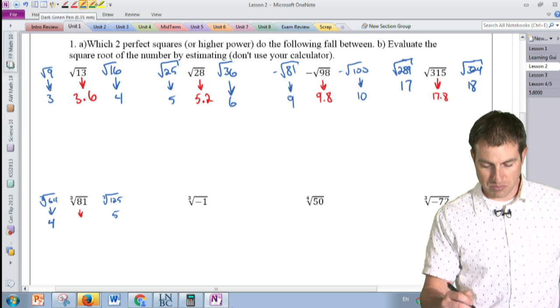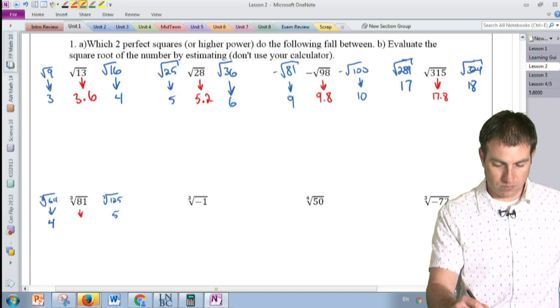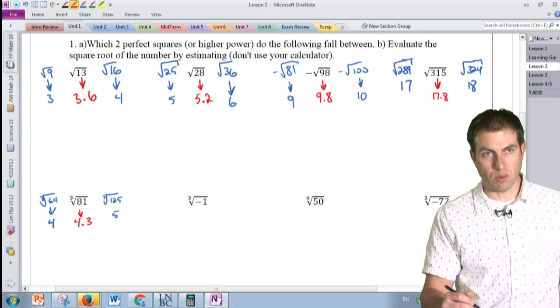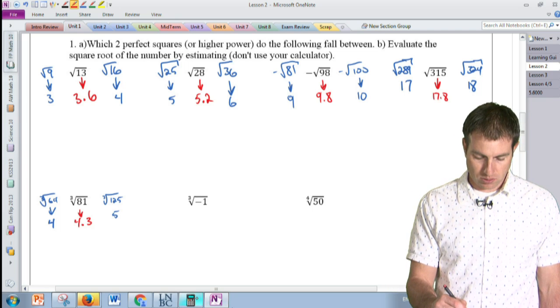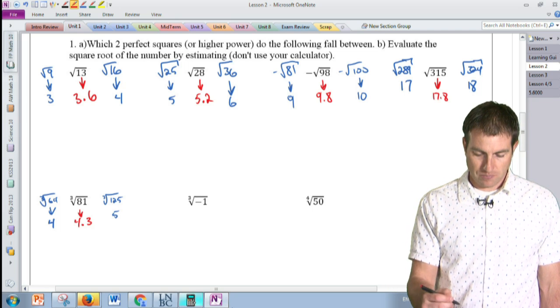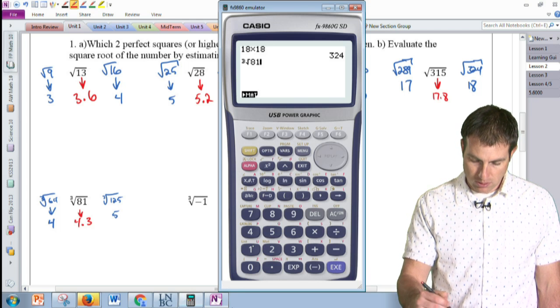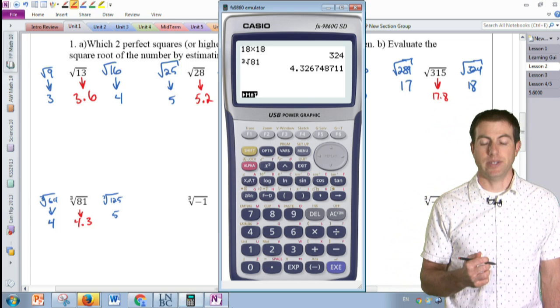I'm taking the square root in my brain. All right, so 81 is probably, I don't know, maybe 4.3. I'm going to check that one just to see how close I was. All right, cube root of 81. 4.32. I'm good.